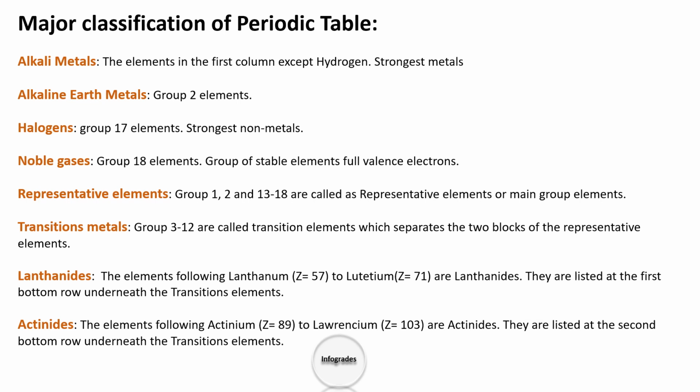Alkaline earth metals are the group 2 elements. Halogens are group 17. Noble gases are group 18 elements. Representative elements are groups 1, 2, and 13 to 18. Transition elements are groups 3 to 12. Lanthanides are the bottom first series I have shown you, that is the continuation from lanthanum to lutetium. Actinides are the very bottom series of the periodic table. All right, because it follows from actinium, it's called actinides.